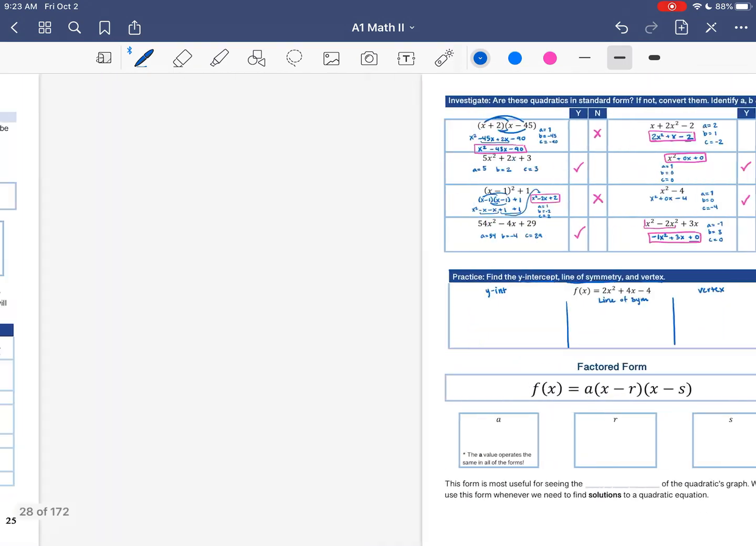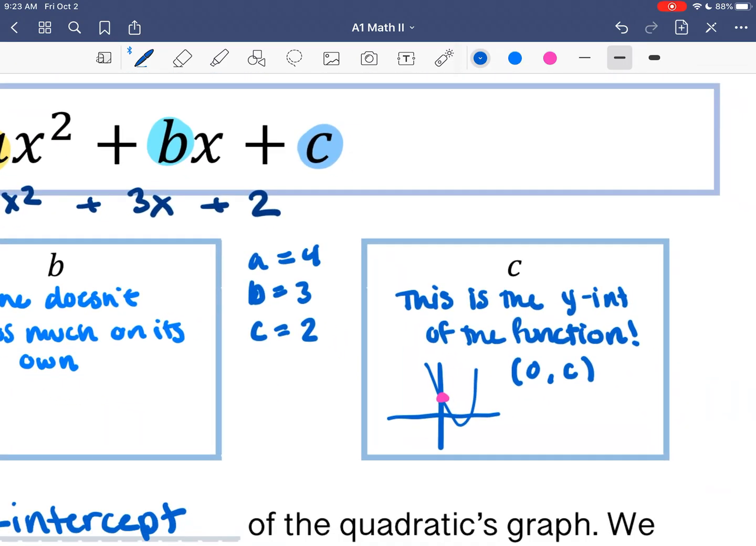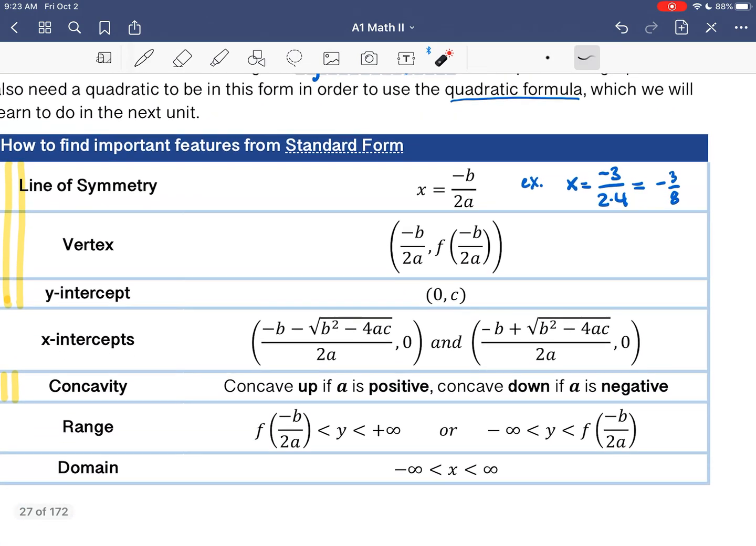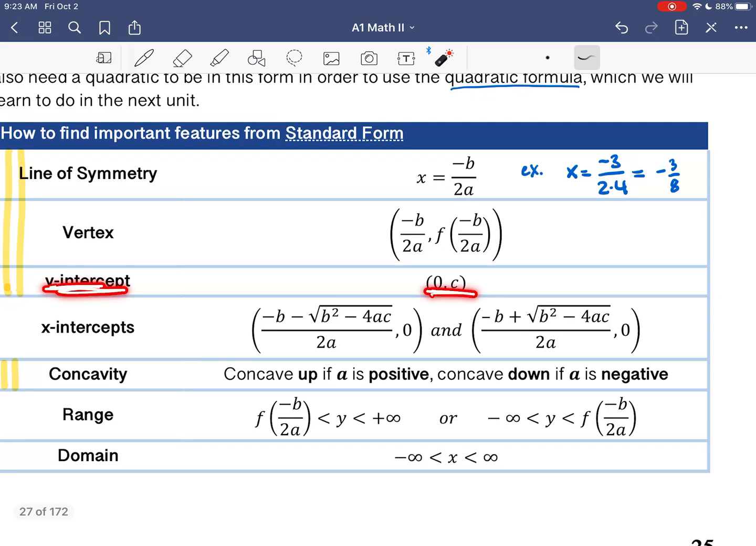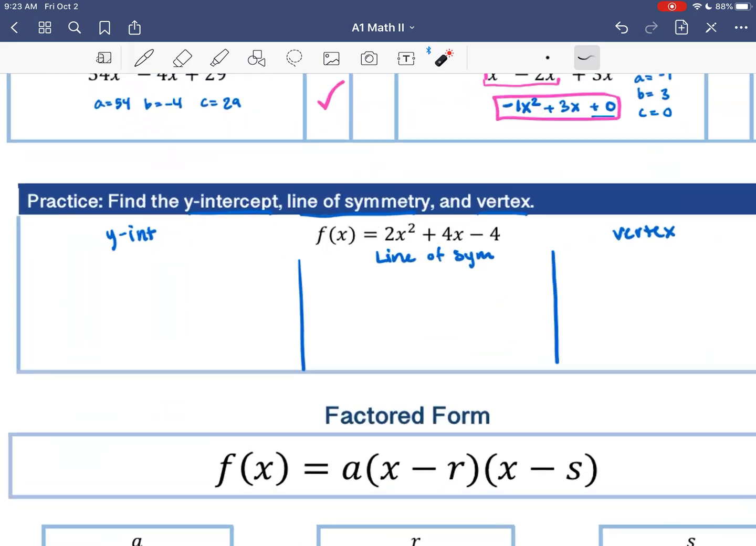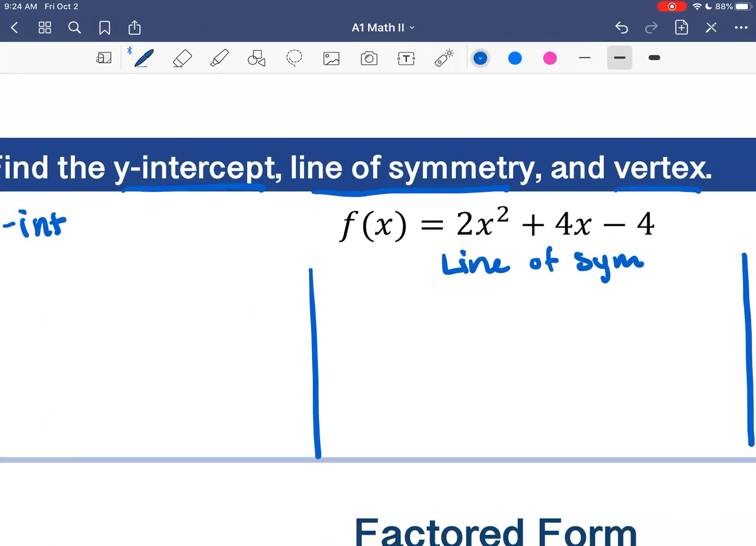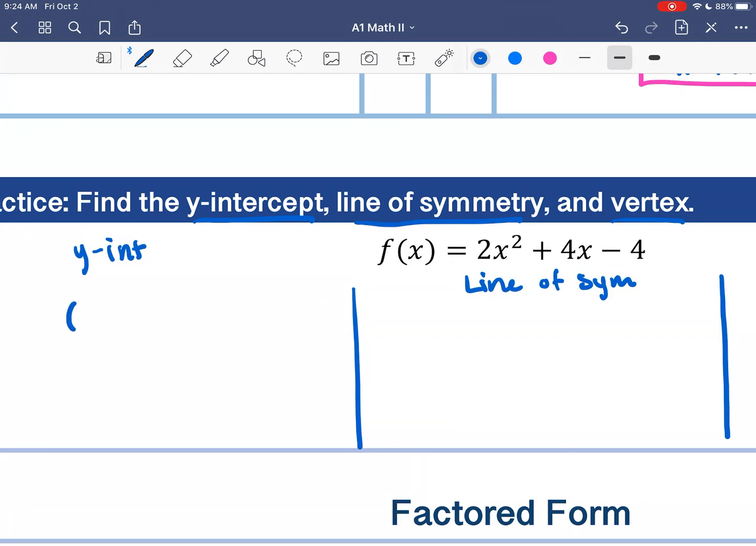So the y-intercept, let's start with the easy one. The y-intercept, remember in standard form, the c value on the end of the function is the y-intercept. It's 0, c. And you can see that in our formulas as well, that the y-intercept is 0, c. So in this function, this is our y-intercept. It's just there nicely on the end for us. We don't have to do any math to get it. It's just going to be 0, -4, because it crosses the y-axis at y equals -4.